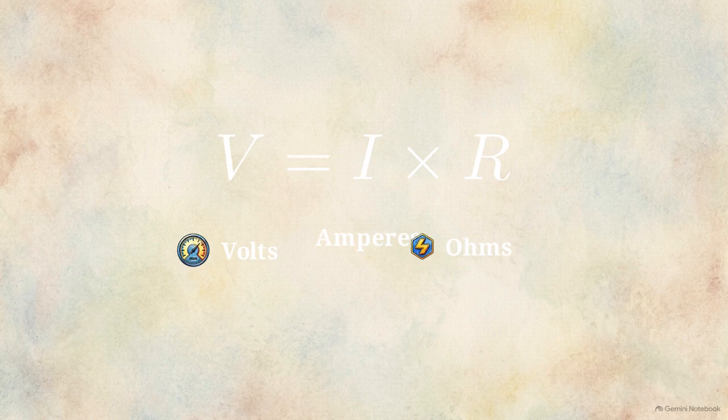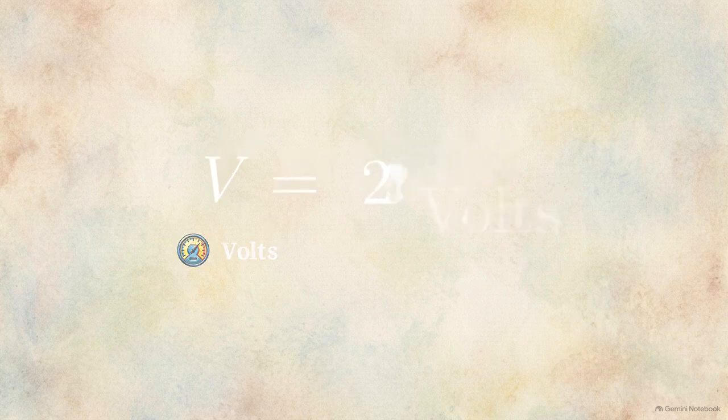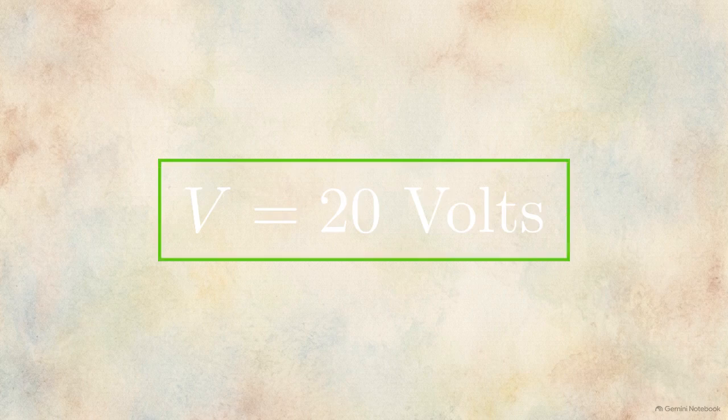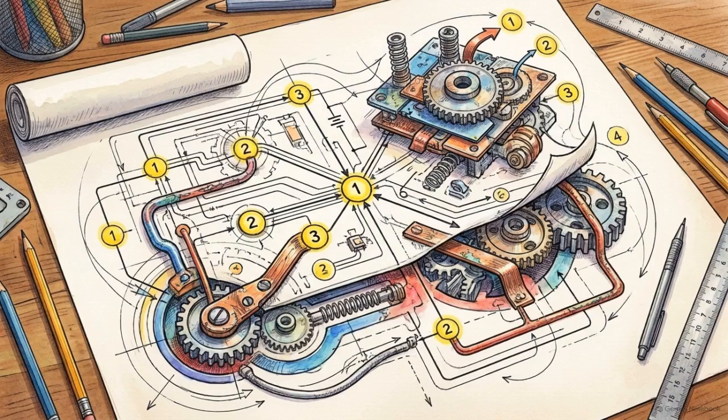Let's apply this to a real scenario. Suppose a circuit has 2 amperes of current flowing through a load with 10 ohms of resistance. Take a second to multiply the current by the resistance. That gives us a total electrical pressure of 20 volts. This simple multiplication gives you the predictive power to map out exactly how much electrical pressure a circuit requires, long before you ever place your hands on a live wire.